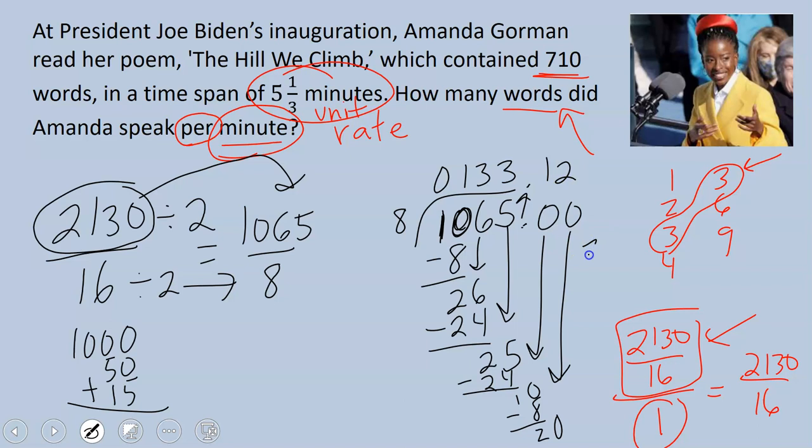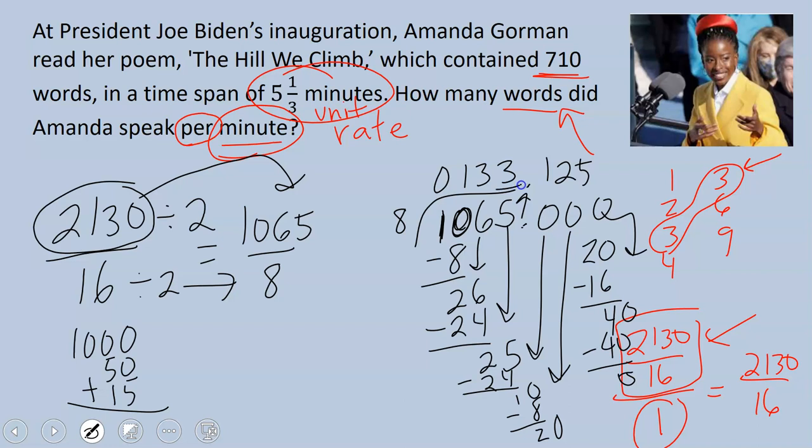So I'm just going to bring the 20 over here, and I'll go ahead and subtract the 16, because 8 times 2 gave me 16. I get 4, and then I have to bring down another 0. 8 goes into 40 5 times, and thankfully I'm finished dividing. So we get 133.125, which you're supposed to round to the nearest whole number.